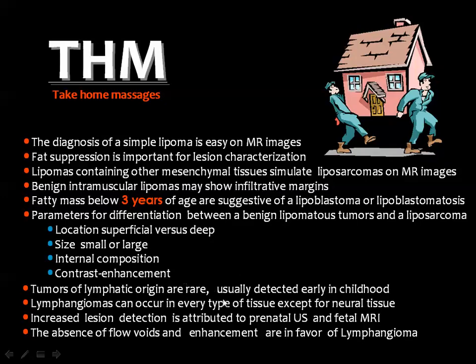Tumors of the lymphatic origin are rare and they are detected in childhood. Lymphangioma can occur anywhere in the body except the CNS. Increased lesion detection is attributed to the high prevalence of perinatal ultrasound and fetal MRI. The absence of flow voids and enhancement are in favor of lymphangioma.